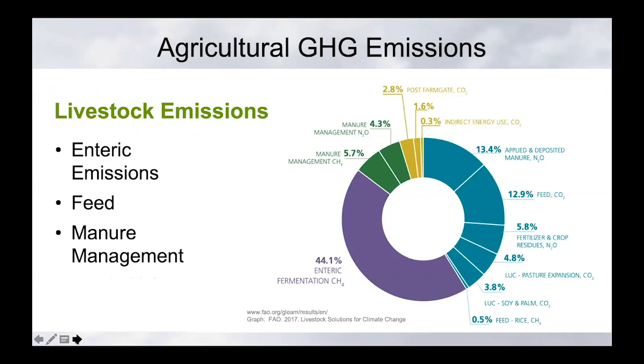When we look at the livestock emissions, it basically breaks down into three major categories. There's the enteric emissions, and that's the biggest category, feed, and manure management. And if you look here on how they've broken it out in this one, they even have a portion for feed just from rice. So as you feed rice hulls, there's a slice, a portion to the feeding of rice hulls in that.